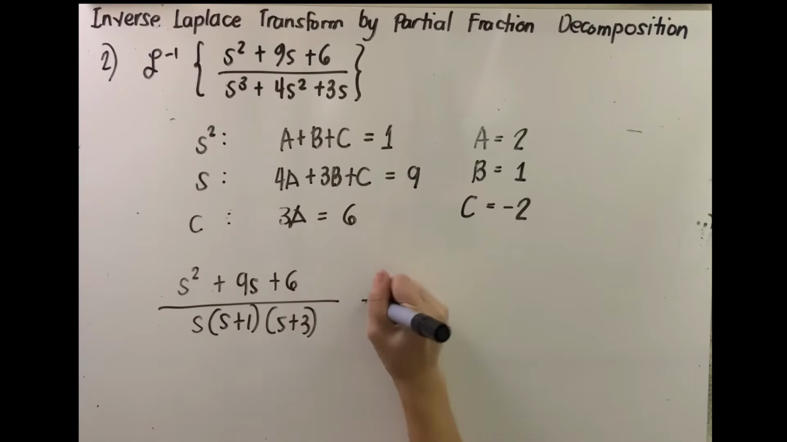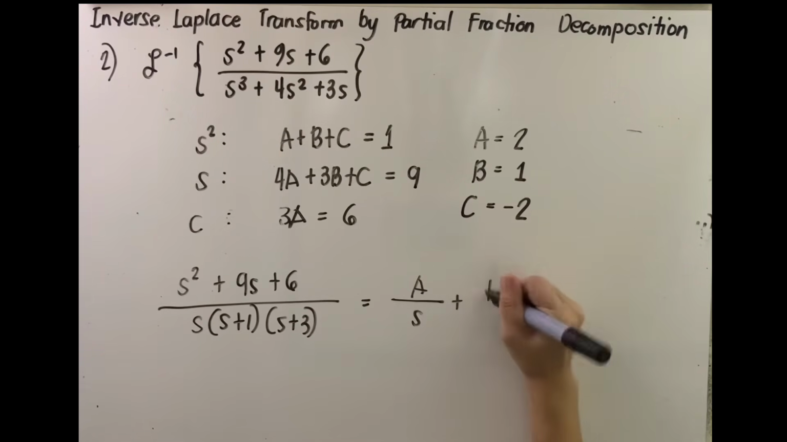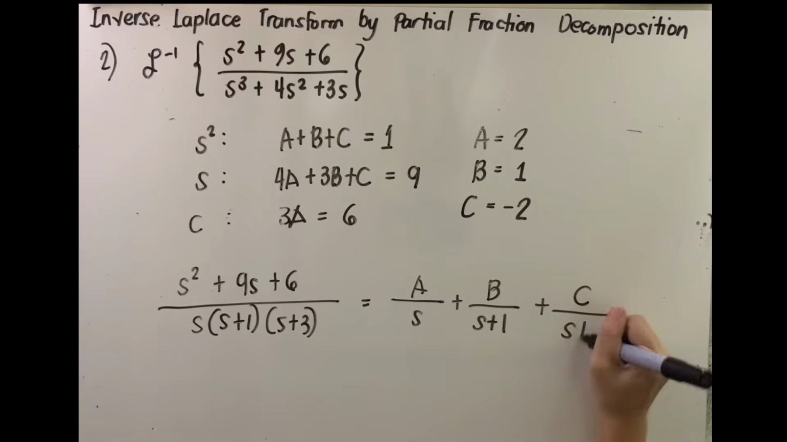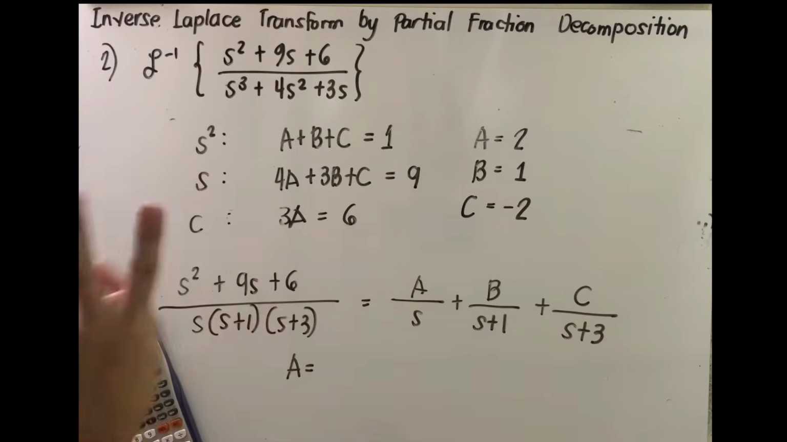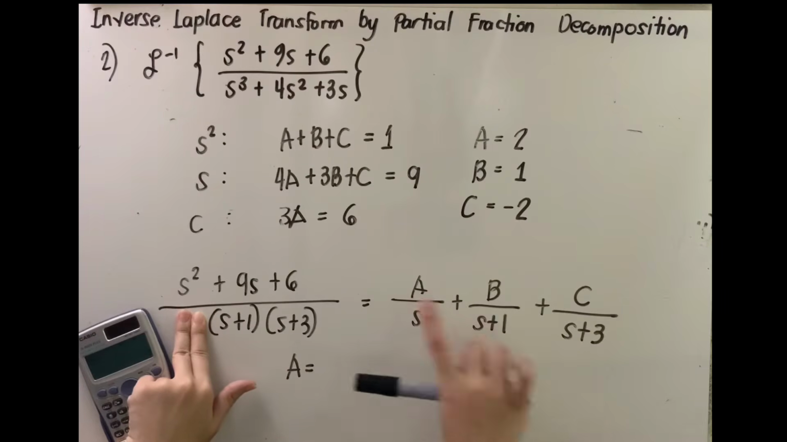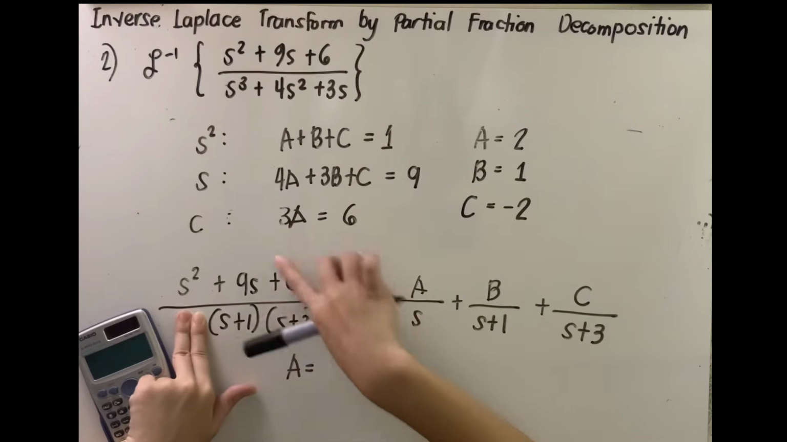And then equate it to the representation of my partial fractions, which is A over S plus B over S plus 1 plus C over S plus 3. And then afterwards, anong gagawin? So, if I'm solving for A, I will cover its denominator, which is S, in the left side of the equation. So, i-cover ko dito yung S. And then afterwards, I'm going to equate this denominator to 0, which means S is 0. So, if S is 0, substitute mo ngayon siya dito and solve.